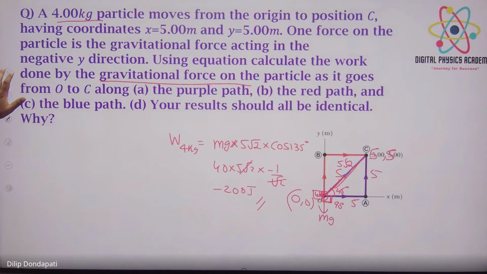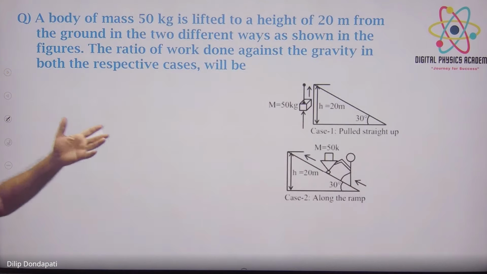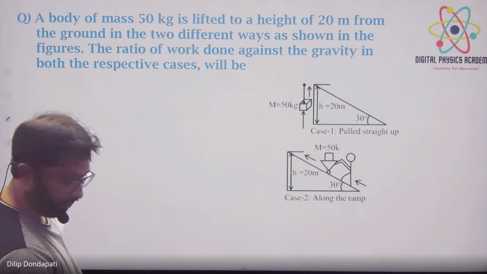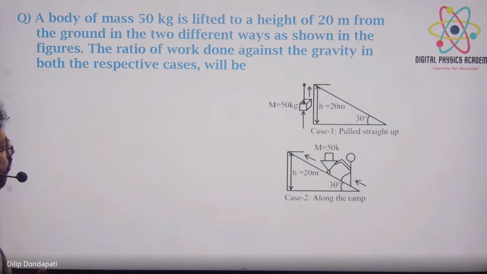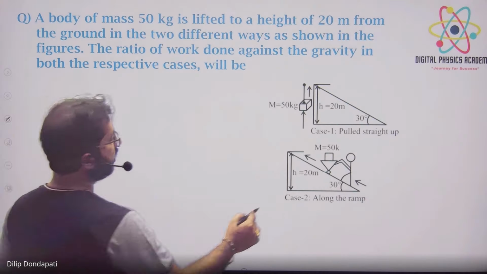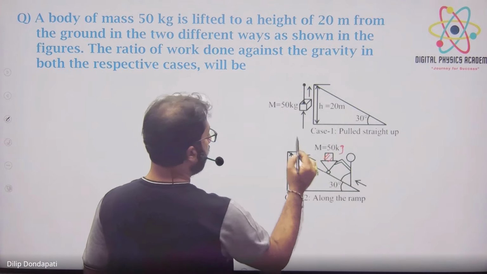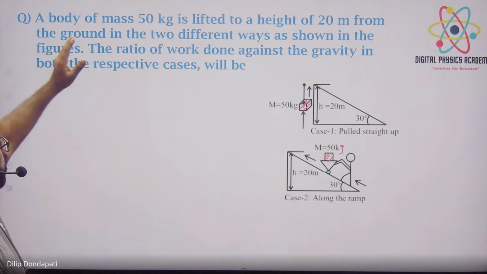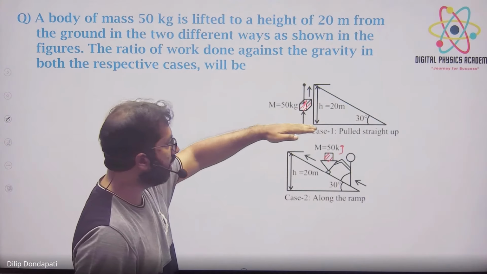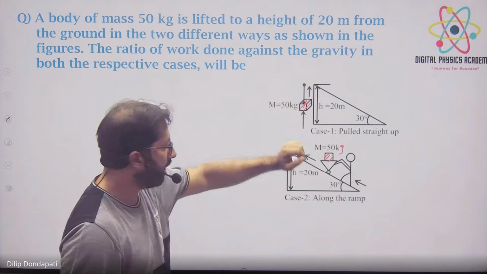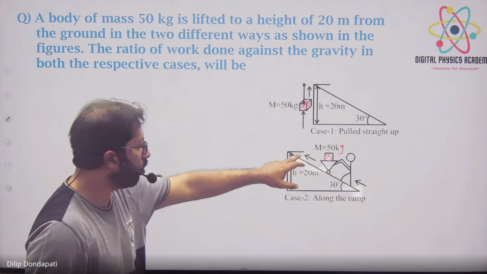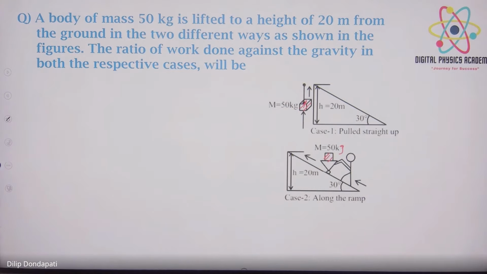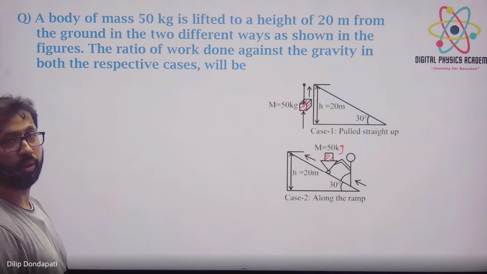Okay. One small JEE question, a theoretical one, I think. Try it. JEE Mains question. A body of mass 50 kg is lifted to a height of 20 meters from the ground in 2 different ways. In the first case he lifted it from here to here. In the second case he took it up through a ramp. As shown in the figure, find the ratio of work done against gravity in both respective cases.